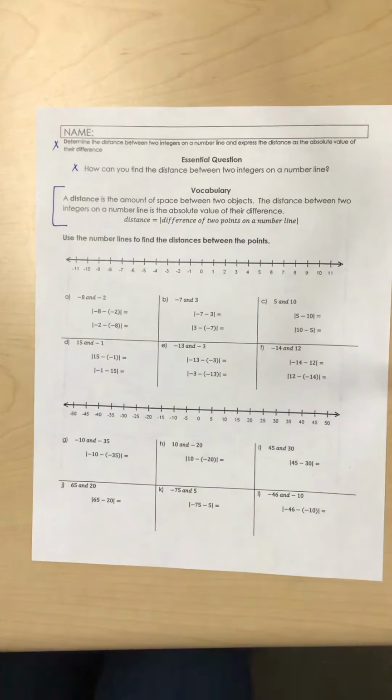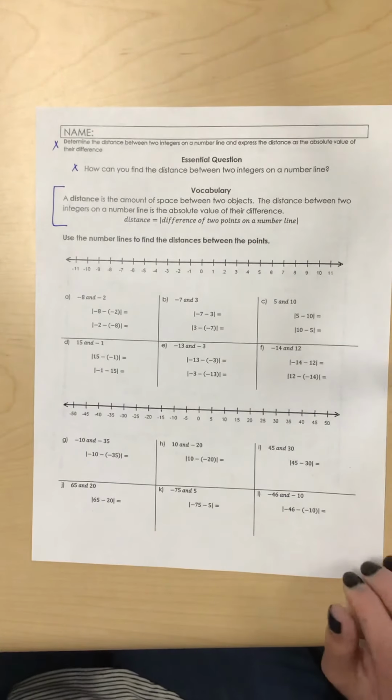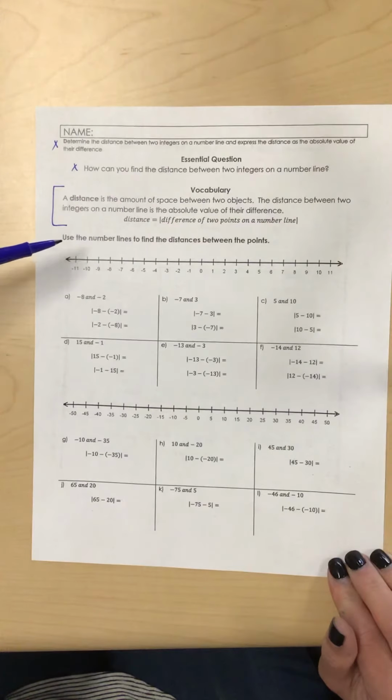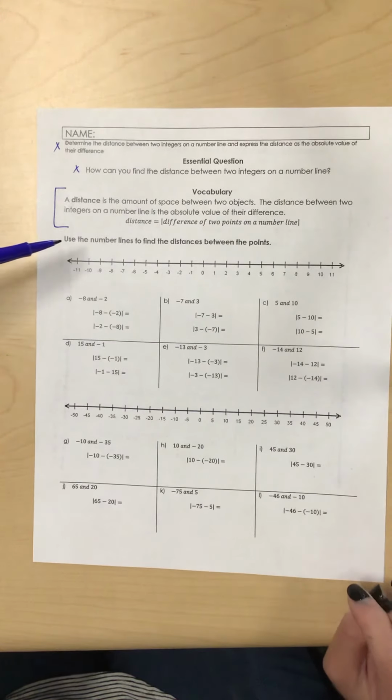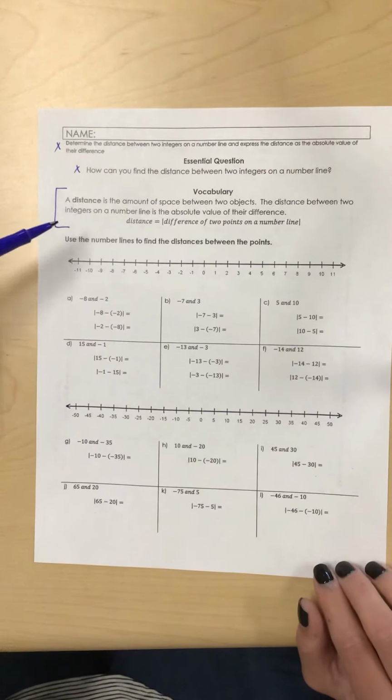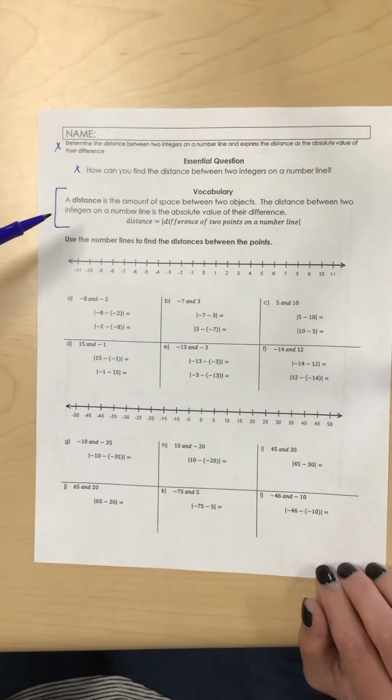So we are looking at how to find the distance between two integers on a number line. And integers, just a reminder, integers are positive and negative numbers. So the distance, if you think about running, that's kind of an easy way to think about distance or remember distance.